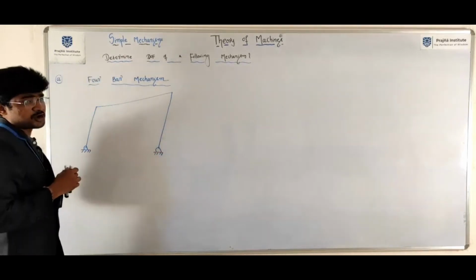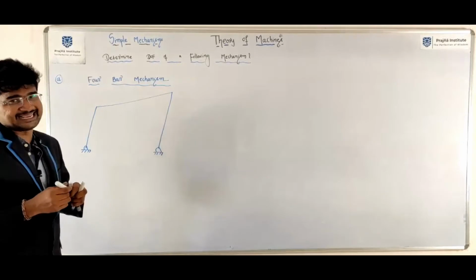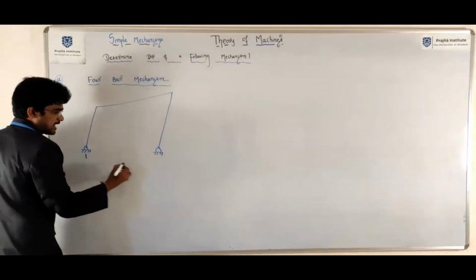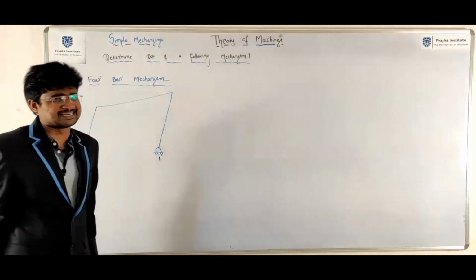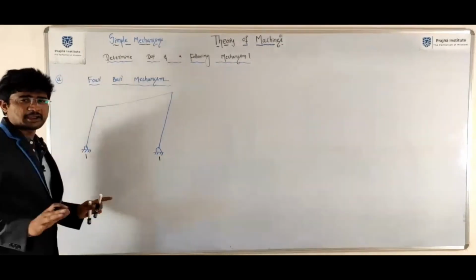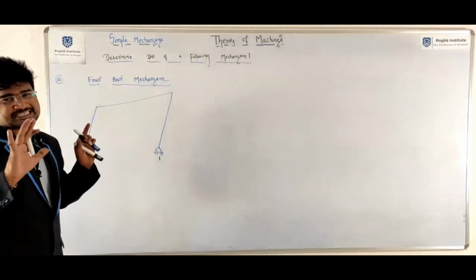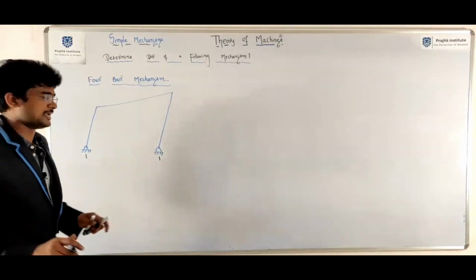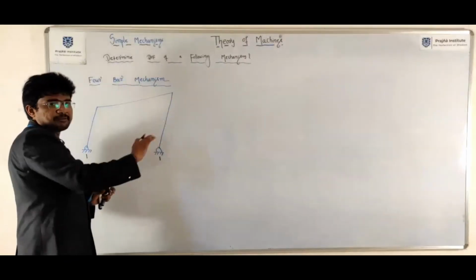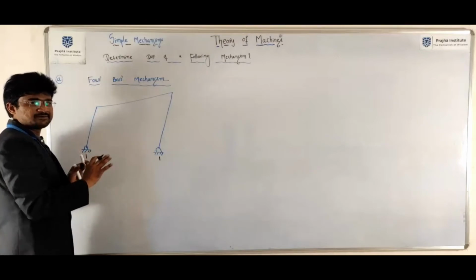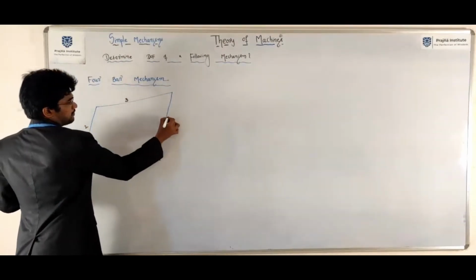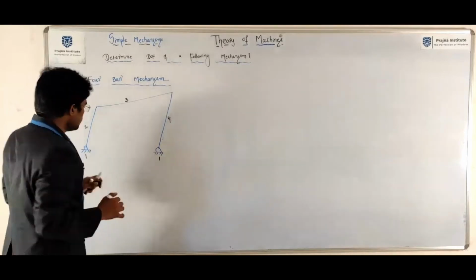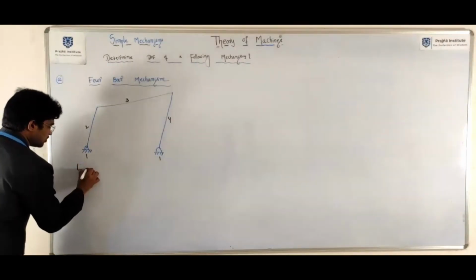So first focus on the numbering of the links. Fixed link, we need to number it as 1, one fixed link present in the system. Just give all the numbers in the clockwise direction for easiness: 2, 3, 4. Total number of links equals 4.